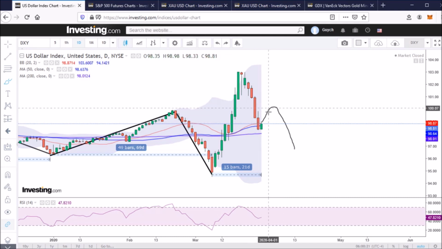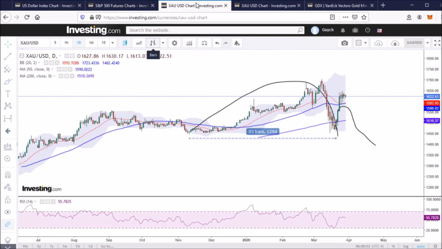So my outlook so far: short-term strength in the US dollar over the next several days, followed by a gradual decline, somewhere into the middle or second half of April possibly. So with that in mind, let's have a look at gold.